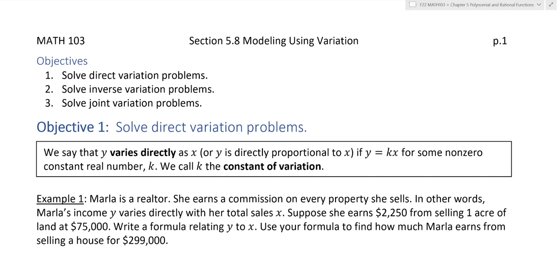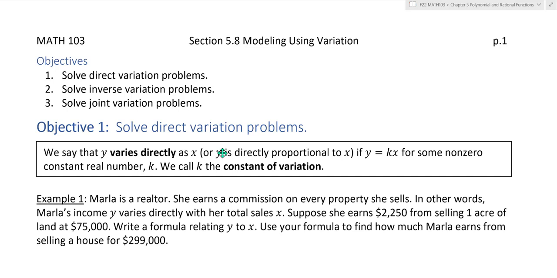This video is going to cover section 5.8, modeling using variation. We're going to look at a few different types of variation: direct variation, inverse variation, joint variation, and then also look at combining them. So variation is just another way to write an equation. It's kind of a specific type of equation.